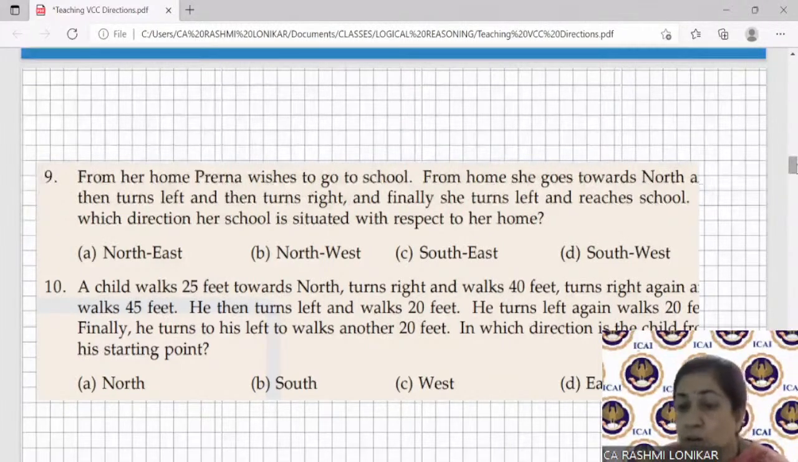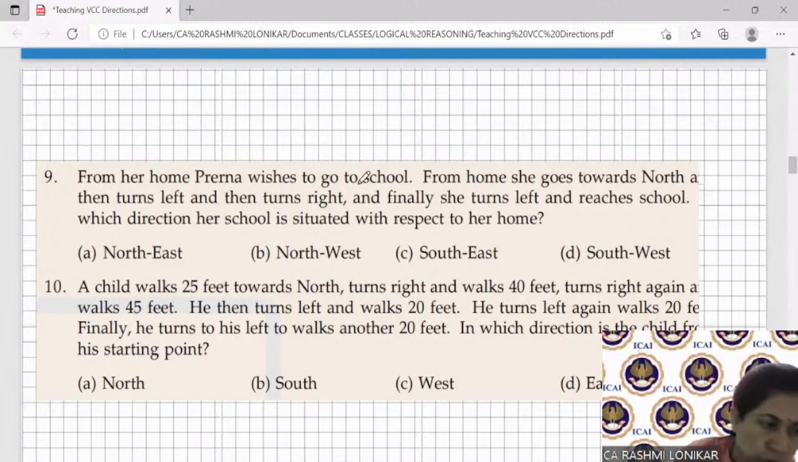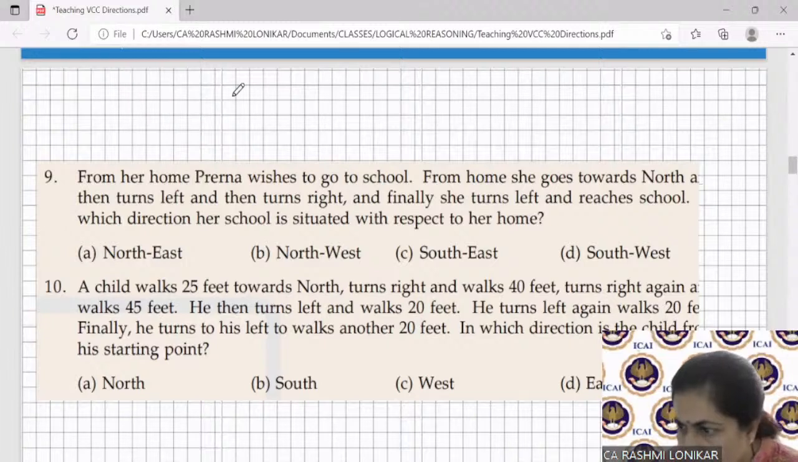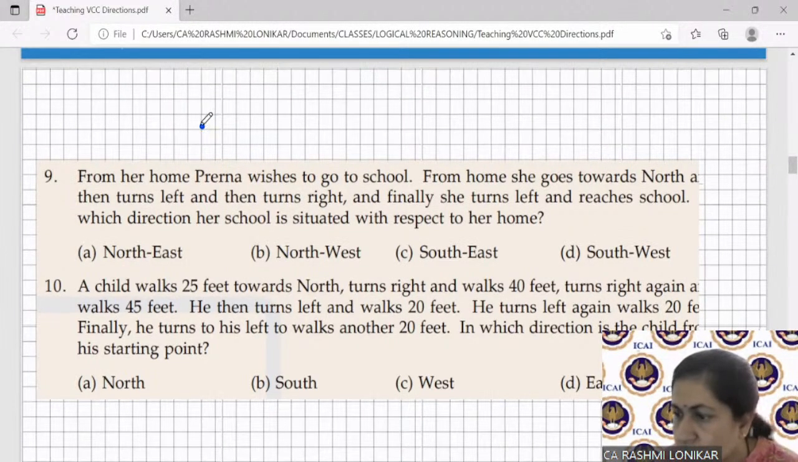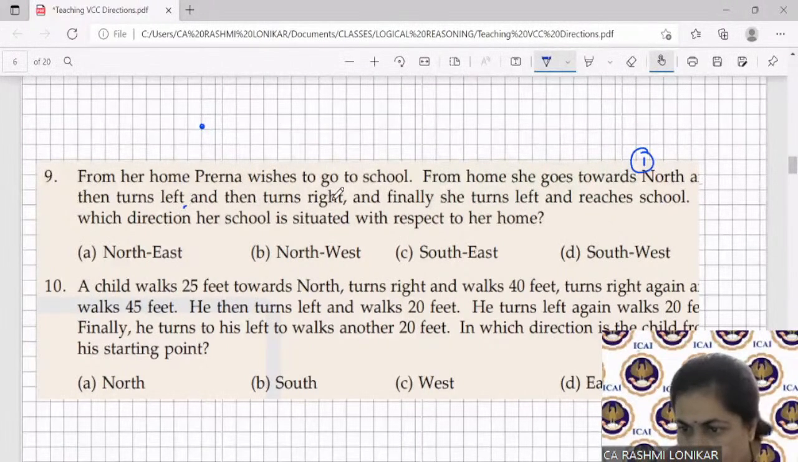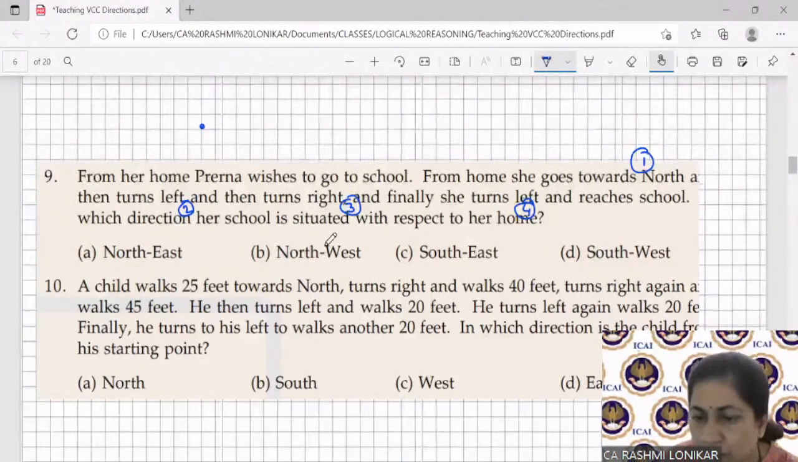From her own home, Prerna wishes to go to school. So she's standing over here. From home, she goes towards north, and then turns left and then turns right. And finally, she turns left and reaches school. Which direction is her school situated with respect to her home?